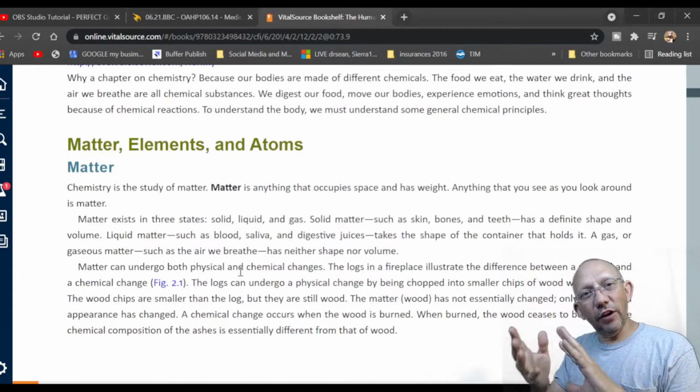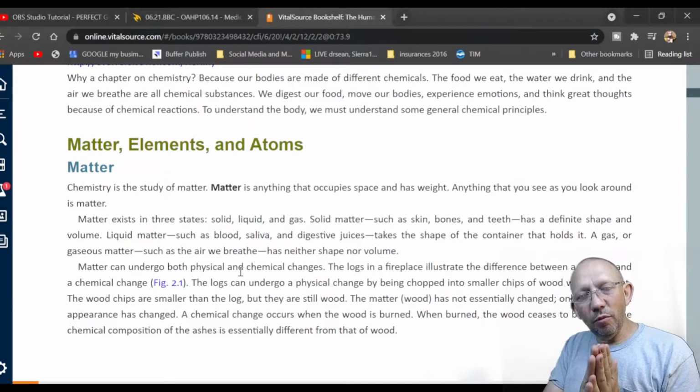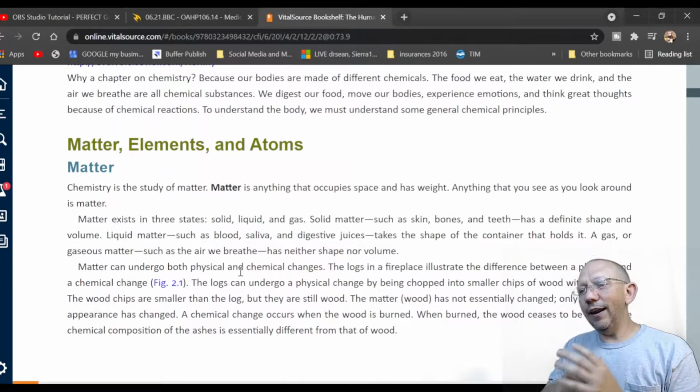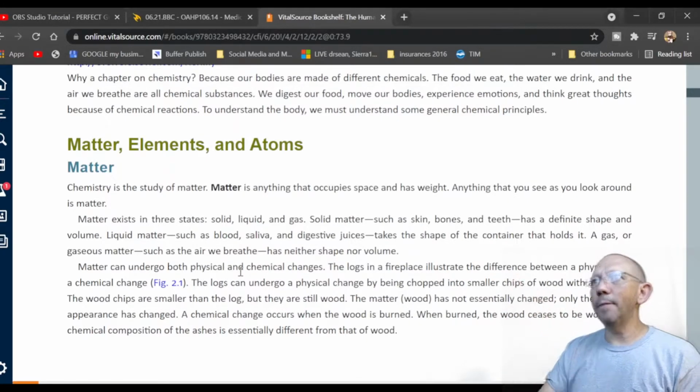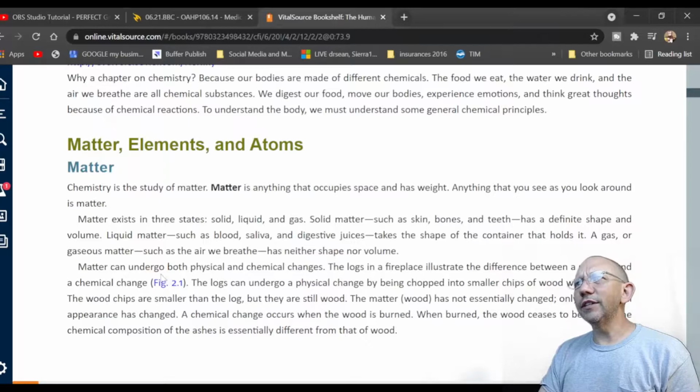Blood is in kind of a couple states. It does have a solid portion, which is the whole blood, and then it has the liquid portion, which is called the plasma. That's important to understand later on. Saliva, digestive juices, yada yada.